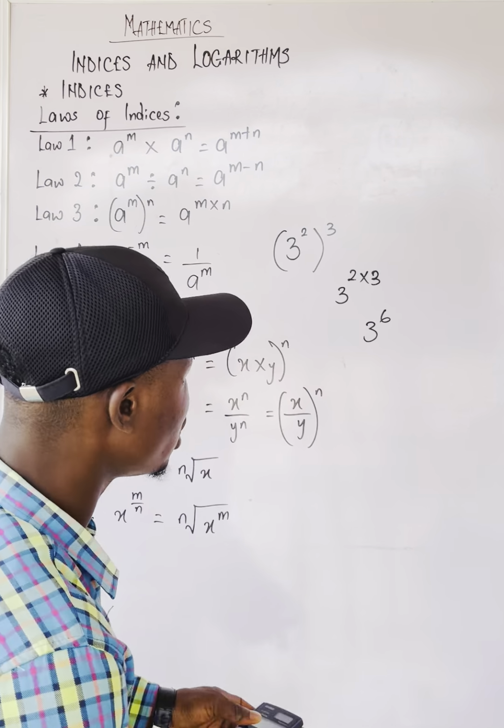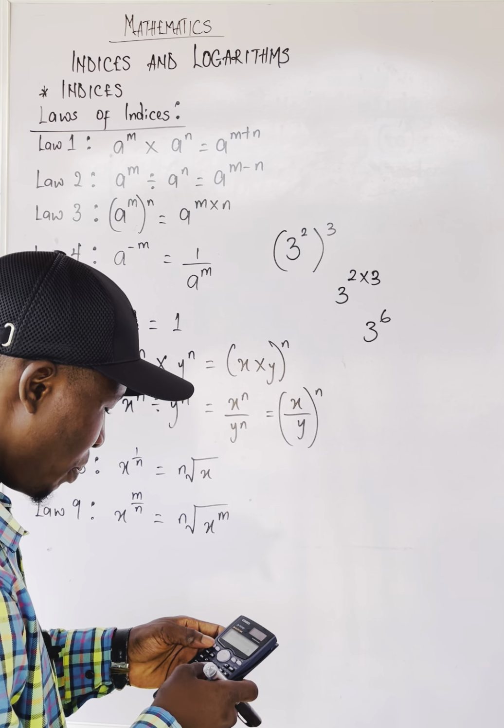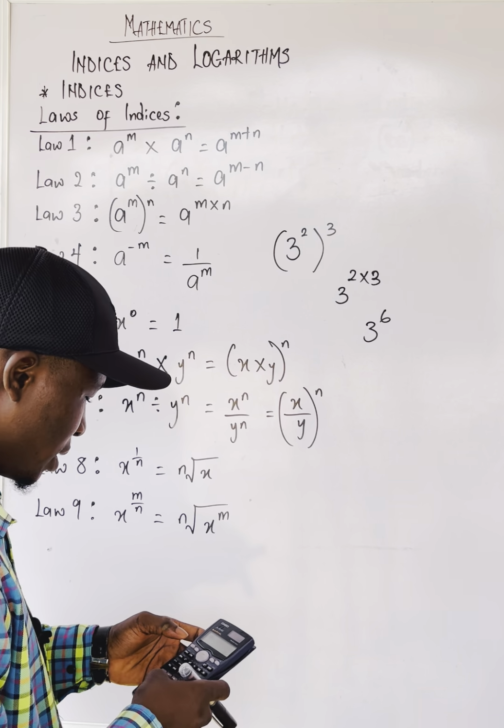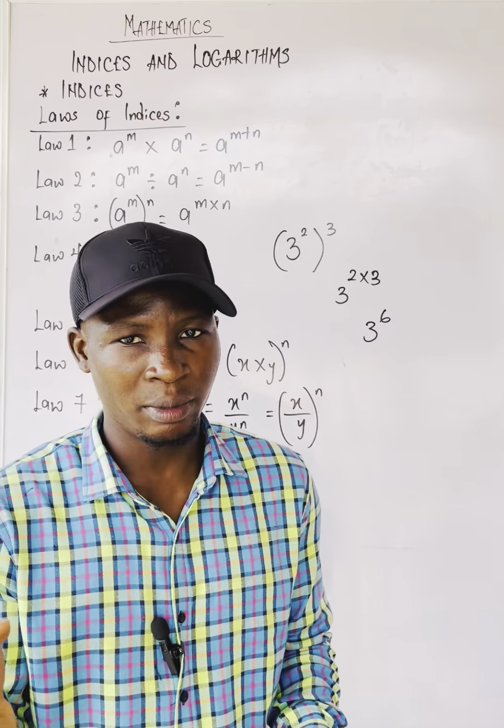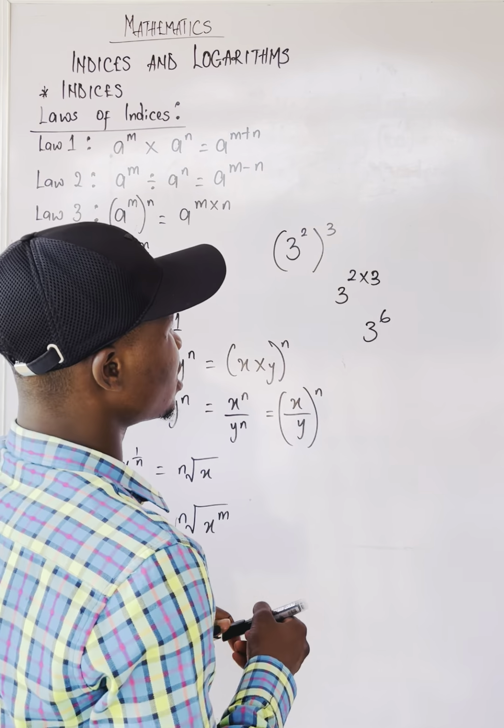So if you are not sure, let's try it. 3 to the power of 6 will give us 729.